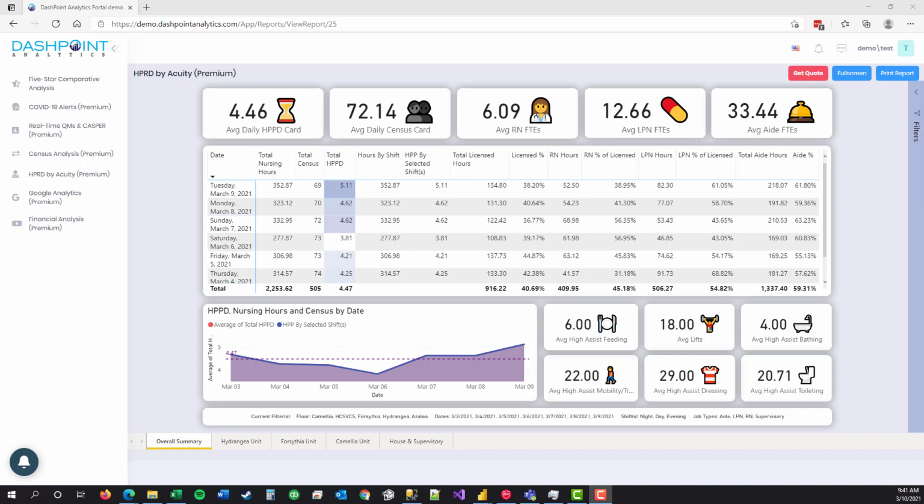Walkthrough of our HPRD by Acuity dashboard. HPRD, of course, stands for hours per resident day. You might also call it hours per patient day or hours per census day, but essentially it's tracking your payroll-based journal hours by the census levels that you happen to have in your skilled nursing facility. So let me go ahead and get started, and we can explain some of the details of what this does in more detail as we progress.